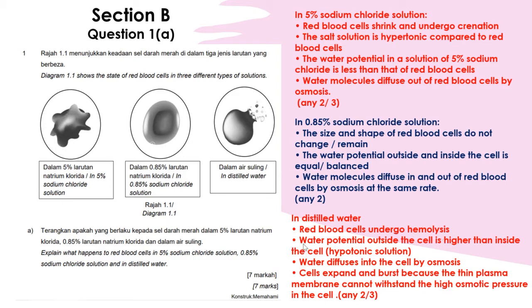Then the water potential outside the cell is higher than inside the cell, or you can write that the distilled water is hypotonic to the red blood cell. And then what happened? The water diffuses into the cell by osmosis. So a lot of water will diffuse into the red blood cell.